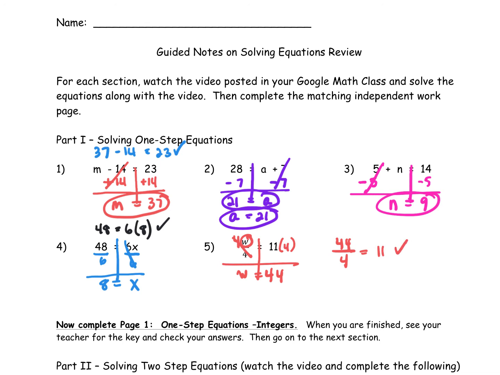So now I'd like you to go to page 1, which is titled One-Step Equations, Integers. When you're finished, see your teacher for the key and check your answers. Then return to the guided notes and go on to part 2, watching the video for part 2, and then again complete the independent worksheet for part 2.